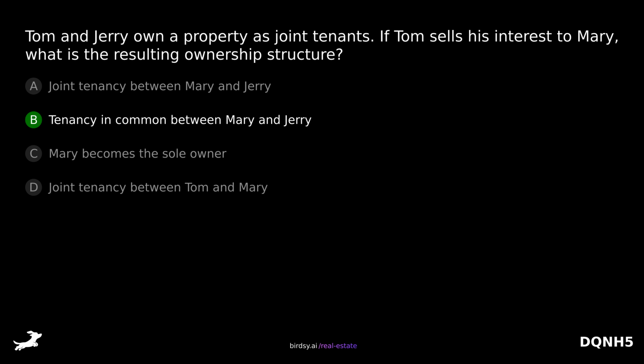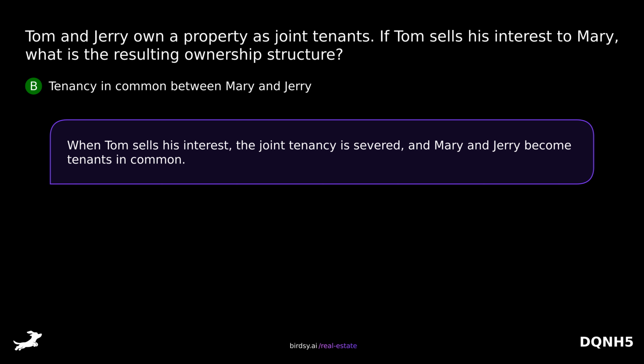The answer is B, tenancy in common between Mary and Jerry. When Tom sells his interest, the joint tenancy is severed and Mary and Jerry become tenants in common.